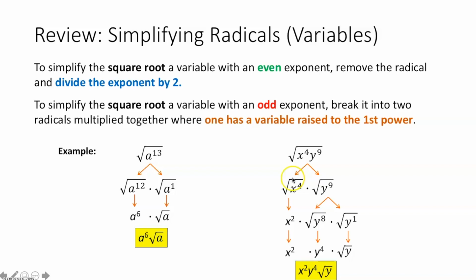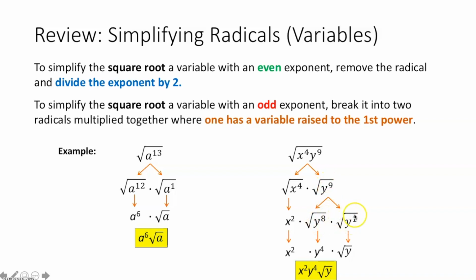Boom. Here, you break it into two radicals for rad x to the 4th and rad y to the 9th. Rad x to the 4th, again, even exponent divided by 2 and remove the radical. Here, we have an odd exponent, so we break it into two radicals where one is just your variable raised to the first power. That means the other one would have to be rad y to the 8th, right? Because these multiply together to make y to the 9th.